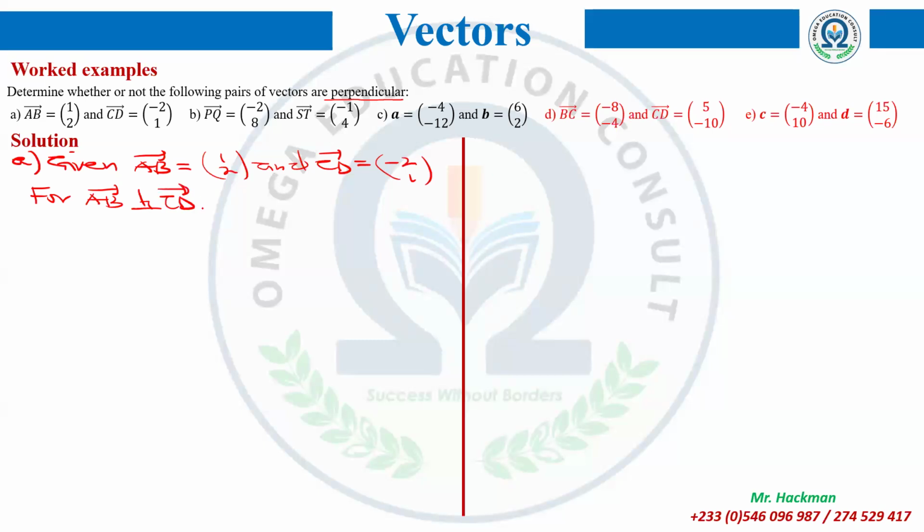We know there is a condition. The gradient, that is m, small m, of the vector AB, times the gradient of the vector CD. Don't forget your arrow. It must be equal to -1. Is my point well made, my professors?